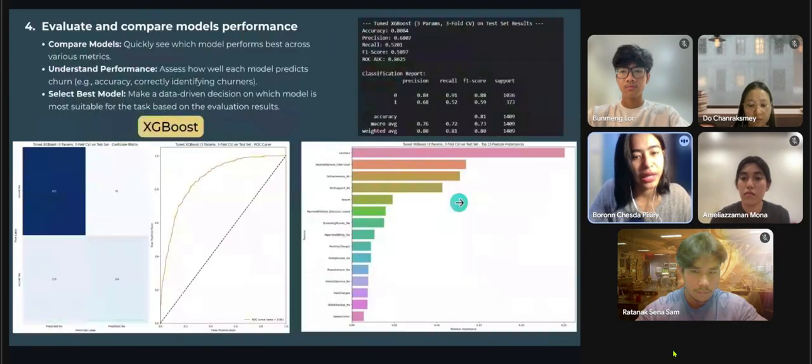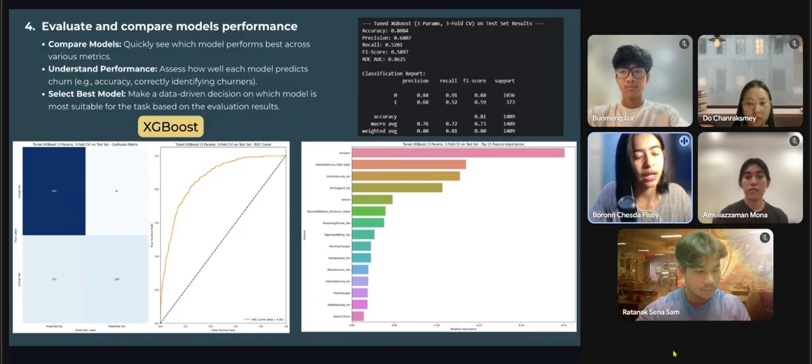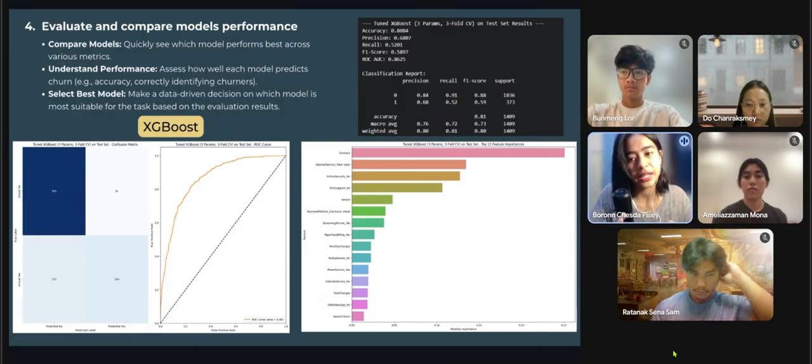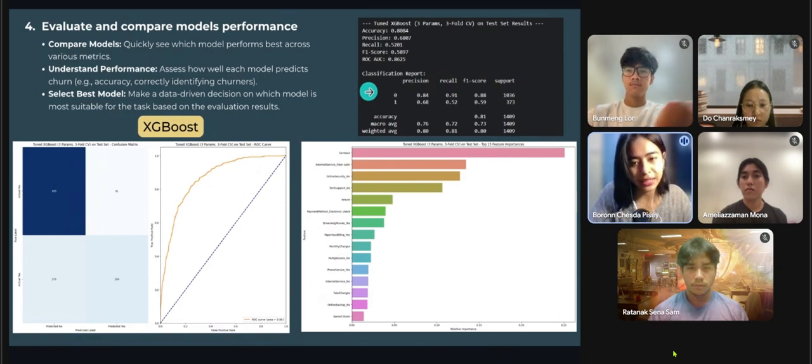Next, to evaluate and compare model performance, we also plot the models' performance. The purpose is to compare the models, understand their performance, and select the best model. The first one we visualize is the XGBoost. The tuned XGBoost model on 3 params, 3-fold CV, achieves an accuracy of 0.88 and an ROC AUC of 0.86, reflecting strong performance in distinguishing classes.